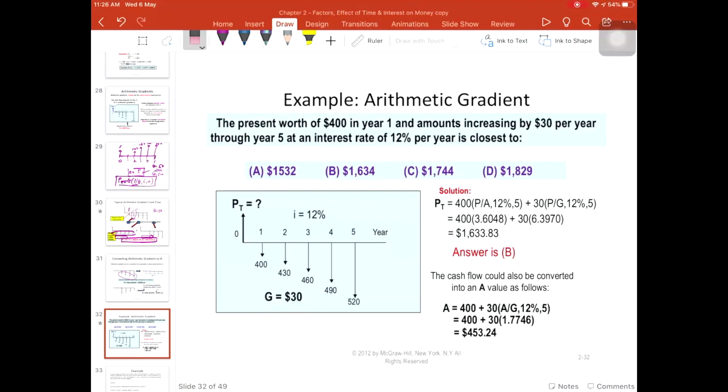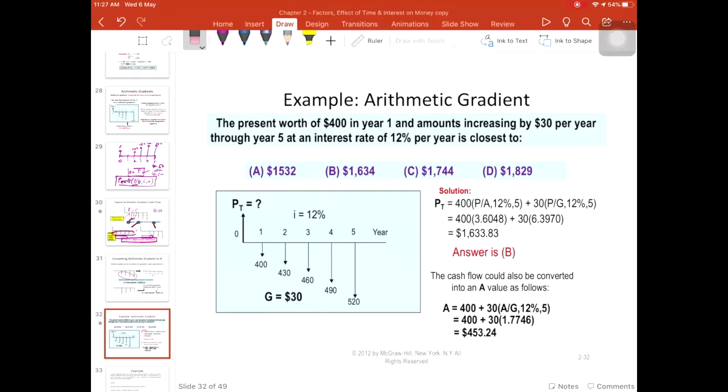So you have to draw the cash flow diagram first. It starts at the base at year 1: 400 ringgit, and then increasing 30 ringgit per year until year 5. So the gradient is 30 ringgit. From this, you know that the gradient is positive. So you have to make a calculation. The first one is the base one, and the second one is the gradient one.